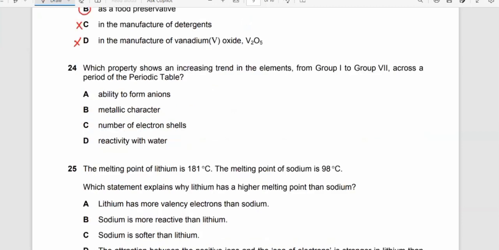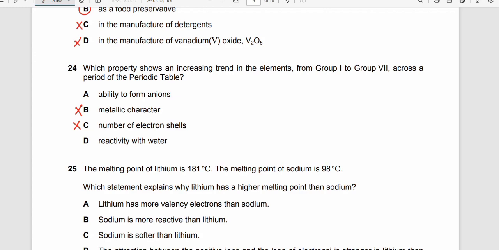Which property shows an increasing trend in the elements from group 1 to group 4 and across a period of the periodic table? Ability to form anions? Yeah, of course, it seems so, because of anions. Metallic character decreases. First the metals, then the non-metals, so this decreases. The number of electron shells remains constant in that period. Reactivity with water also decreases.